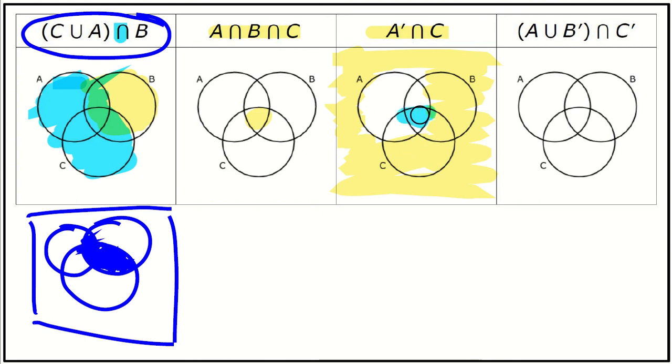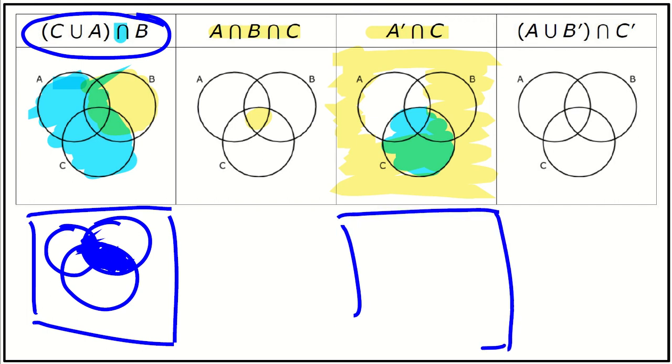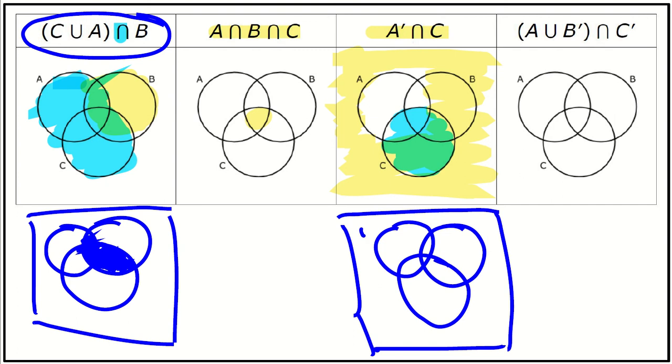So C, colour in C there. So I want to know the area that I've just coloured in twice. That will be the things that meet that criteria. So let me draw the final answer down here below. It's my three circles A, B and C. And it's the things that I've coloured in twice.